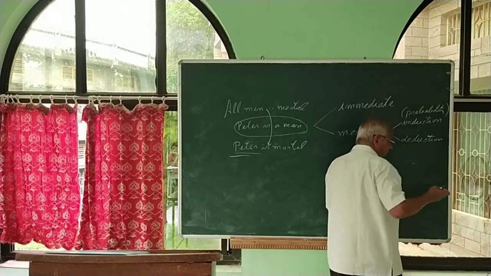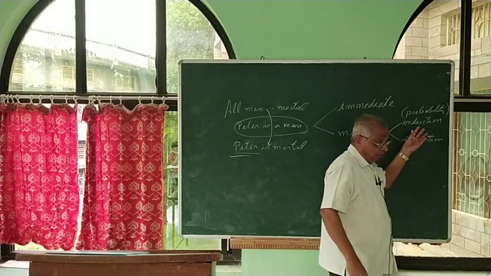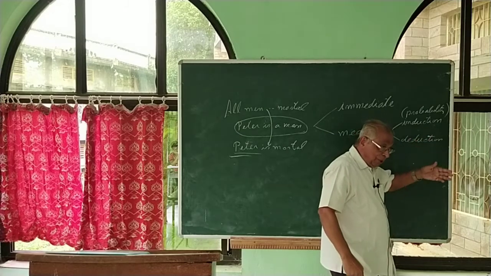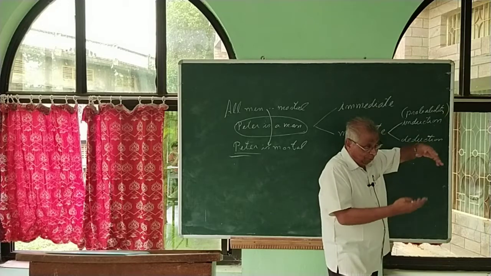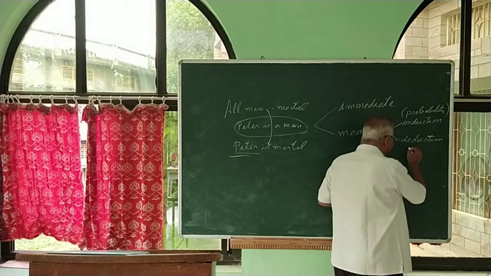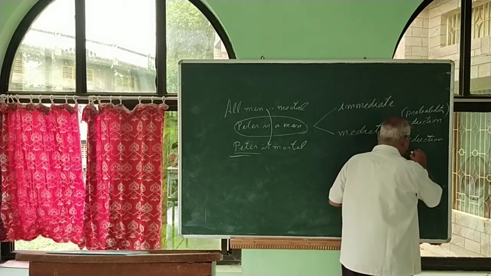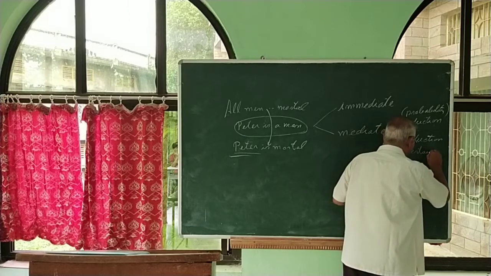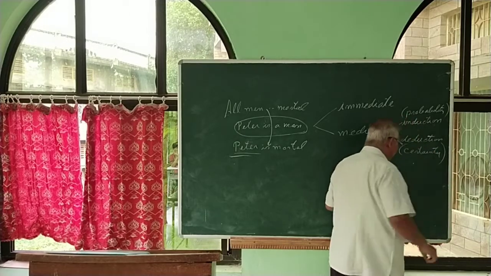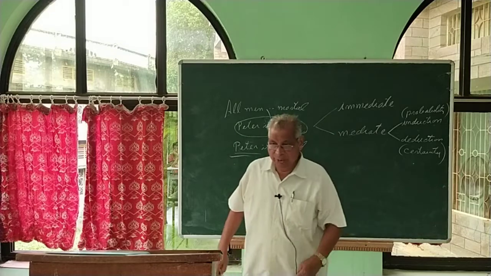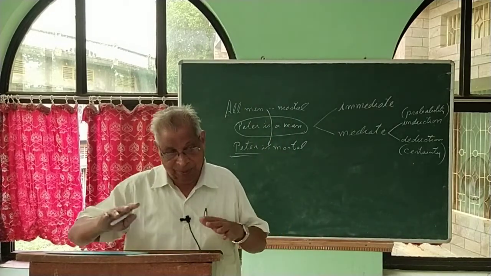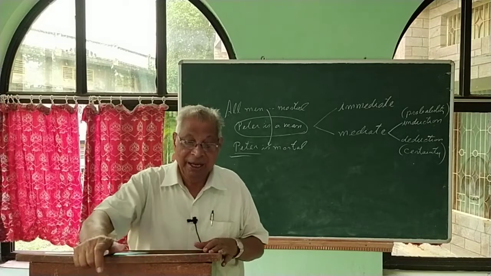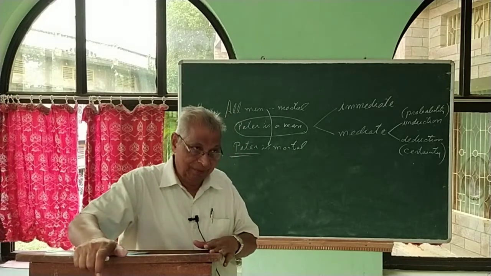It's probable. And of course, we'll study more about that one. There can be less probable and more probable. There's a degree of probability. But in deduction, we can get certainty. So that is the first type of classification as far as the different kinds of inference.